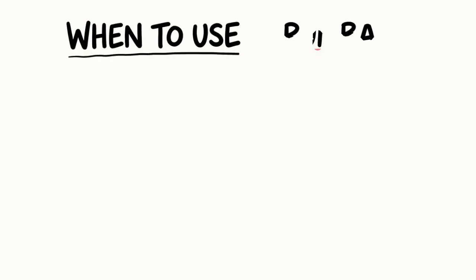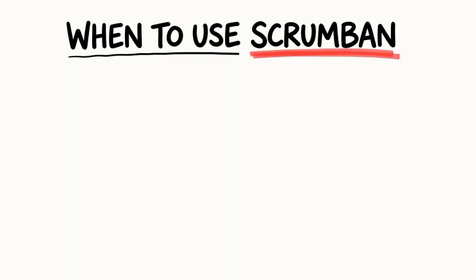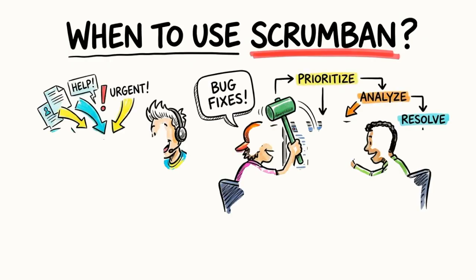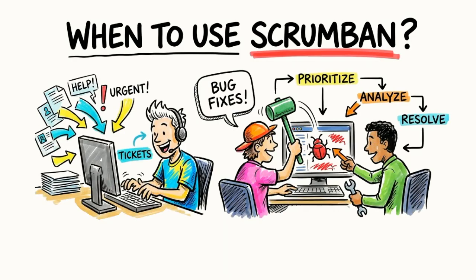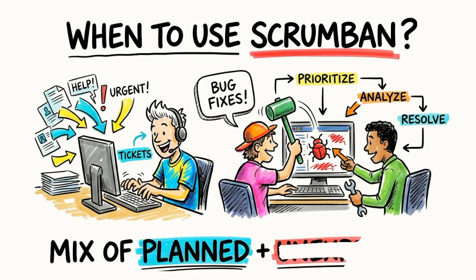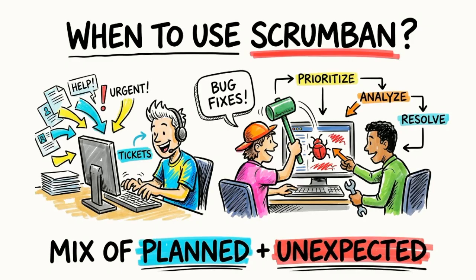So, when should you use Scrumban? Scrumban works really well when a team wants flexibility but still needs some structure. It's a great fit for support teams handling tickets, teams doing maintenance or bug fixes, and products where priorities change often. If your work is a mix of planned tasks and unexpected requests, Scrumban can be a strong choice.